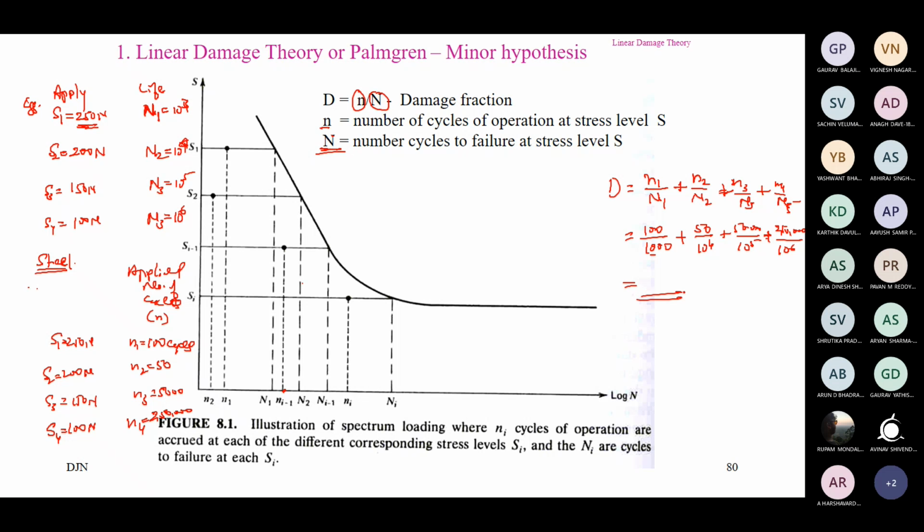If this calculated value is greater than 1, then the component is going to fail. If this calculated value is less than 1, then the component is safe. That is the conclusion. You are taking the ratio. You will get unity only when there is a particular damage. You can make that damage 1 even with one particular magnitude of load, only when you apply the corresponding number of cycles.